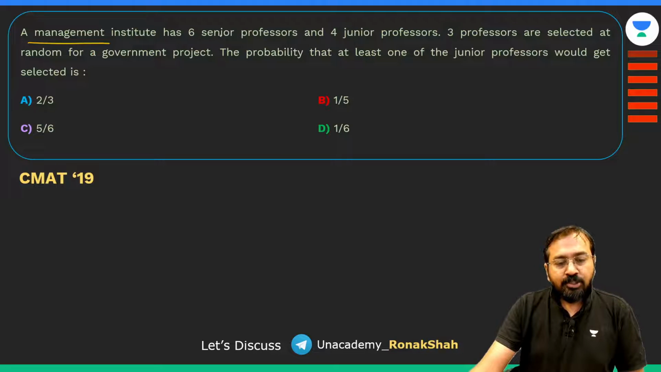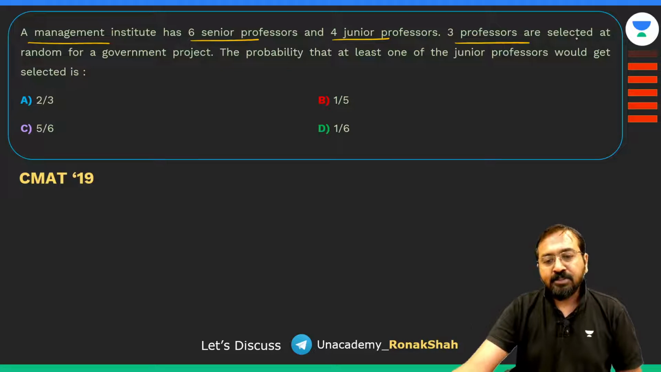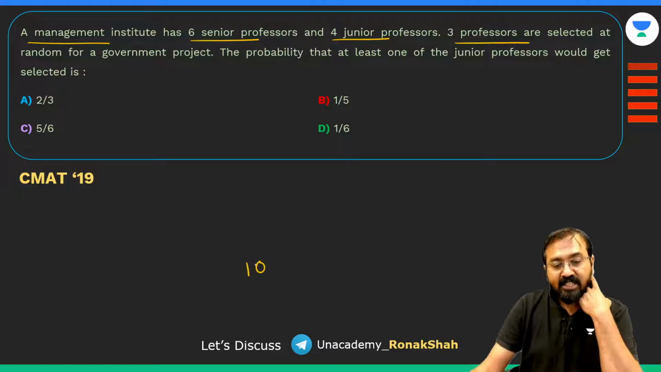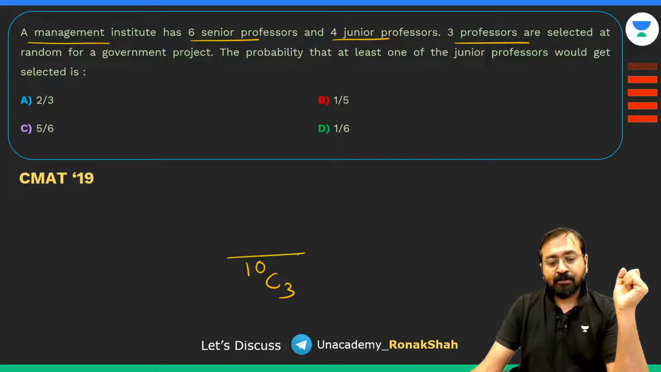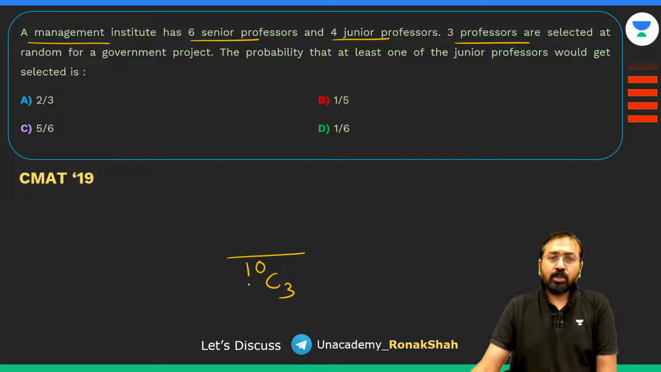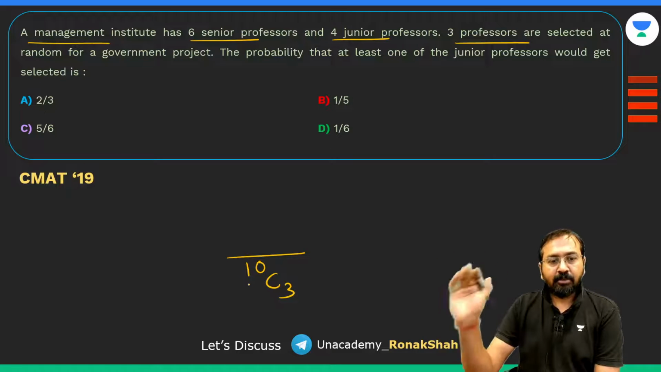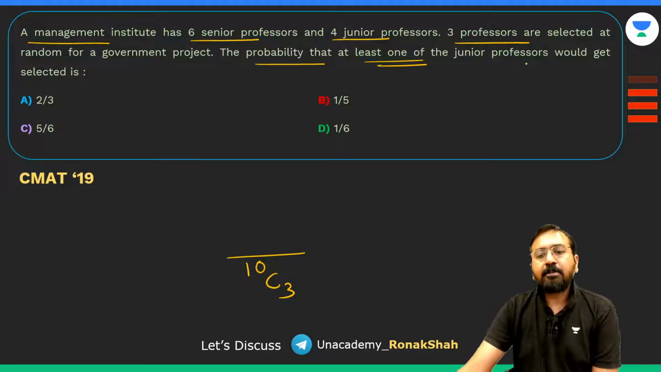A management institute has 6 senior professors and 4 junior professors, and 3 professors are selected at random for government project. So we are selecting 3 professors out of 10 professors. So total number of ways of selecting 3 out of 10 is 10C3. That's our denominator. Now we need to find out the probability of getting at least one junior professor.